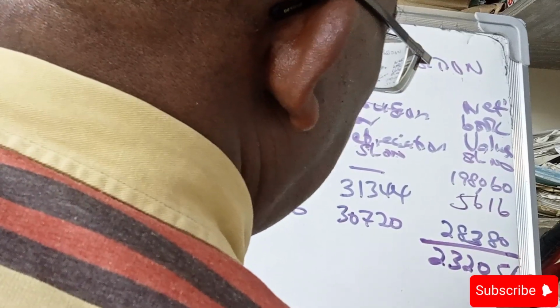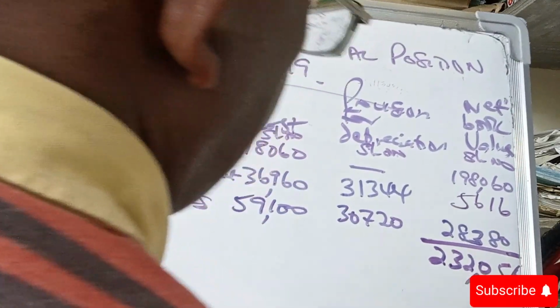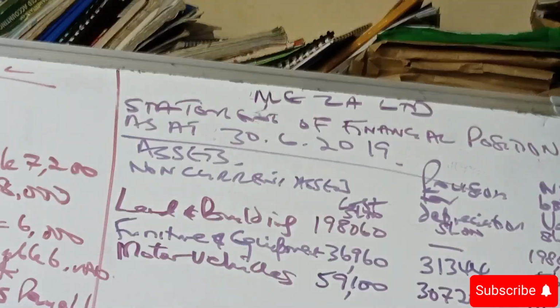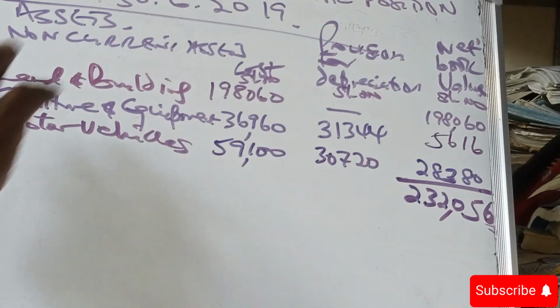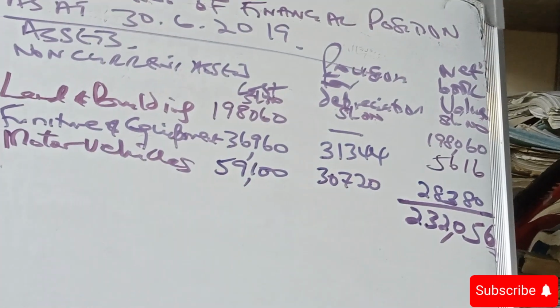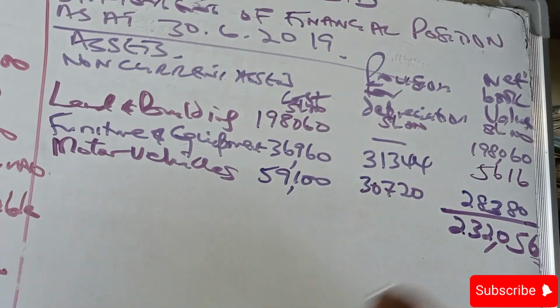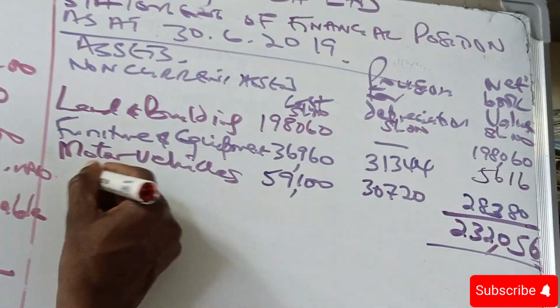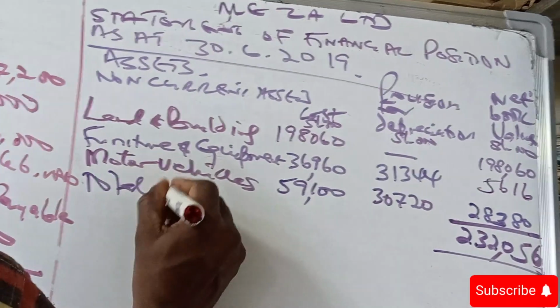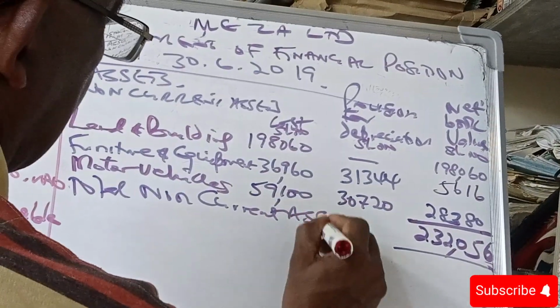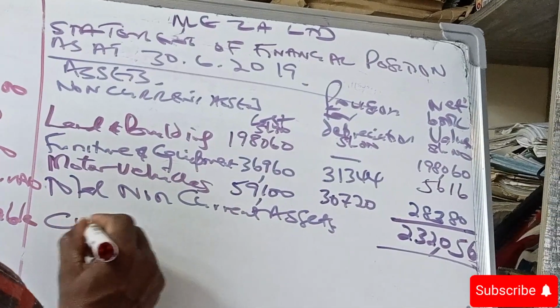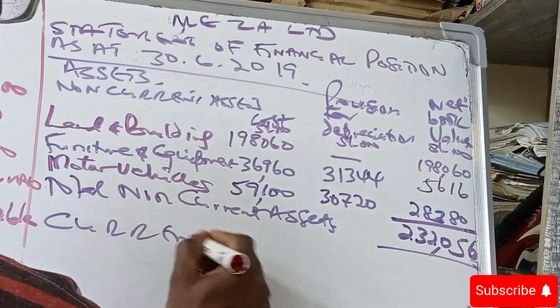232,056. Always ask yourself, do we have investments? This is PPE. Fortunately, our question does not have investments. So we come here and we say total non-current assets. Then we come to current assets.